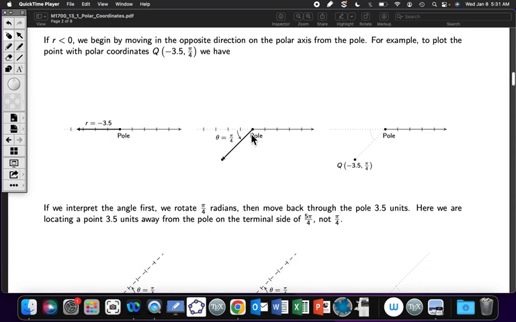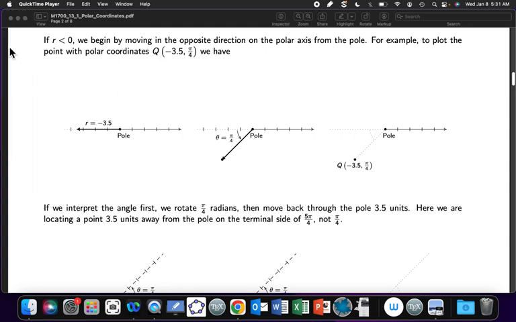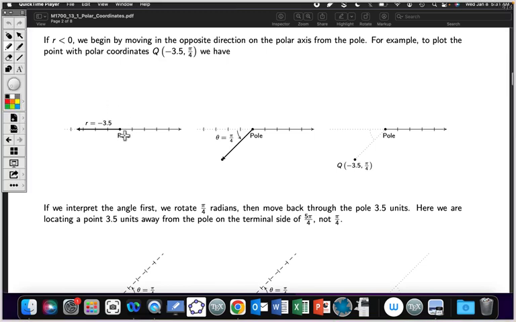Now, R is considered a directed distance. We think of R for radius because it's going to tell you how far out you go, but R could be negative. If R is negative, that just means instead of moving to the right along the polar axis before you rotate, we're going to move to the left. So starting with -3.5 starts at the pole and then rotates pi over 4. And that would get you to here. So a negative R value means we're just heading to the left first.